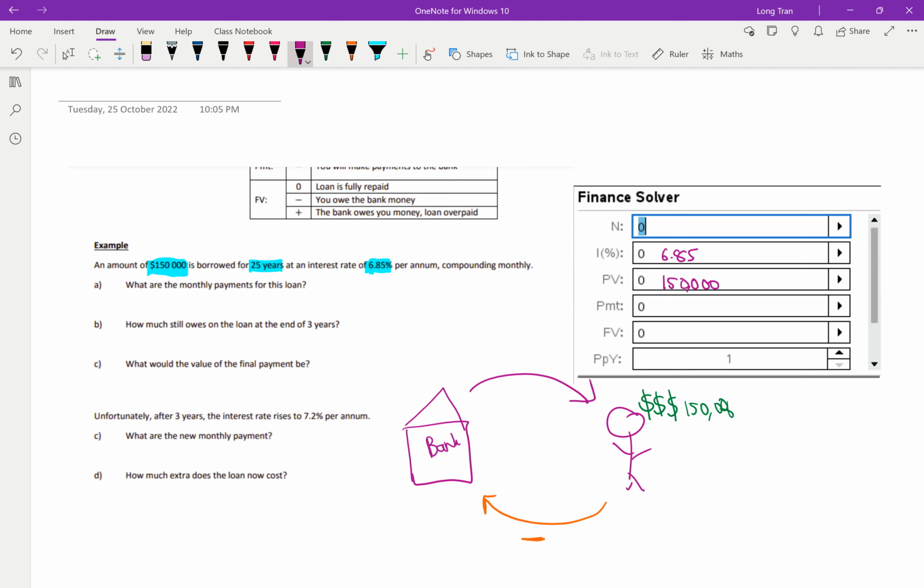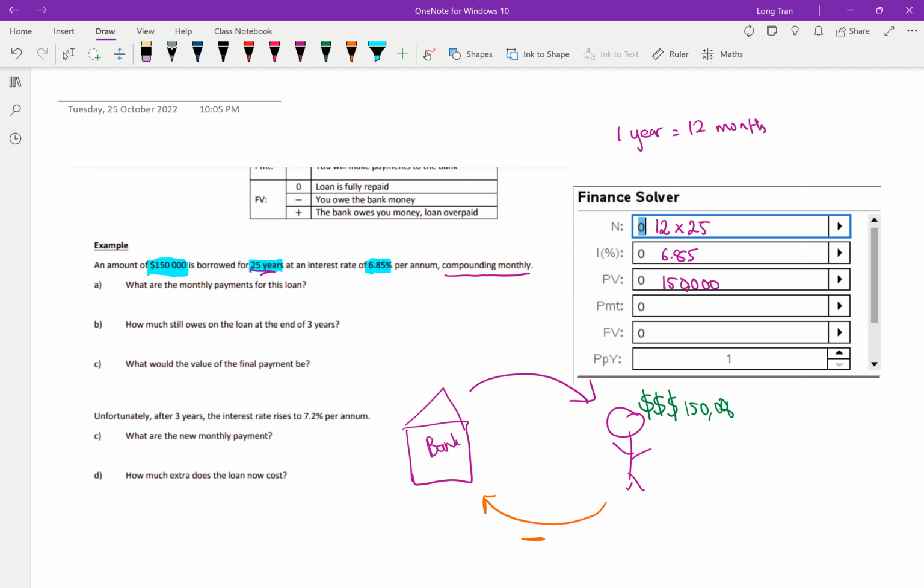Now this loan is for 25 years and it says compounded monthly. So monthly, we know that in 1 year there are 12 months. That means that in 1 year, it will compound 12 times. So for 25 years, it's 12 times 25. That's N, the number of compoundings, or the number of payments that happen in that cycle.